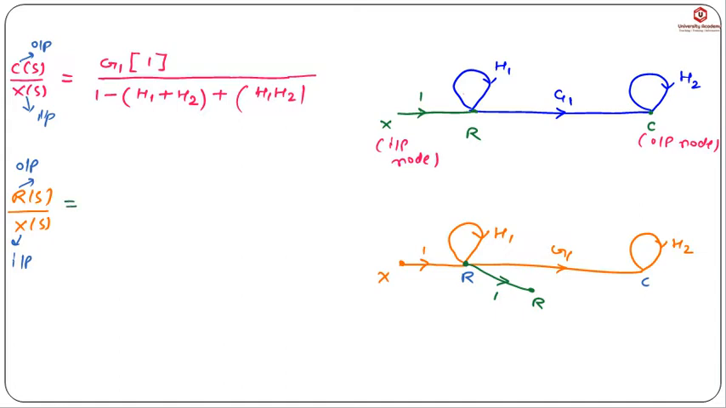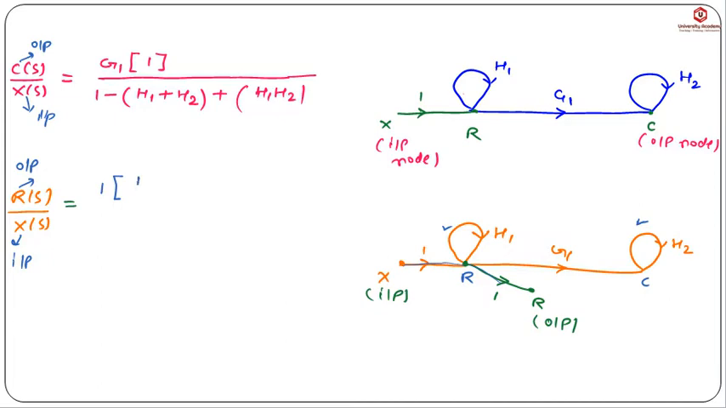So now we have to find the forward path between the input node x of s and the output node r of s. There is one forward path like this. Okay, so we can go like this. The gain of this forward path is 1. Now we have to check whether this forward path is touching all the loops. In this signal flow graph there are two loops. This forward path is touching one loop, but the h2 loop it is not touching.